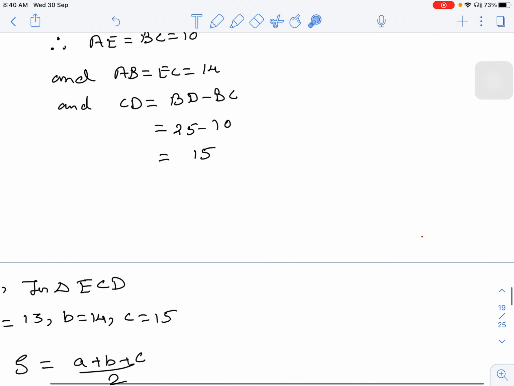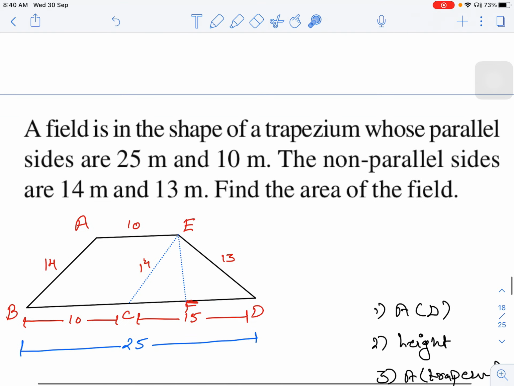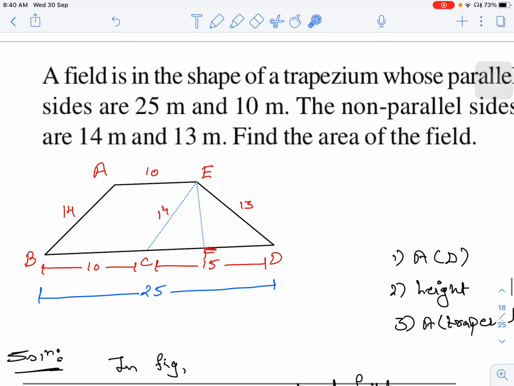So whenever you have a trapezium with the two parallel sides given and the non-parallel sides given, how do we find the area? First we have to draw one line parallel to any one side of the trapezium, then find the area of the triangle, then the height, and then the area of the trapezium.